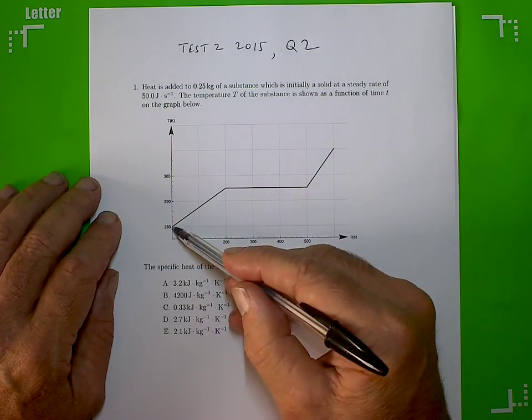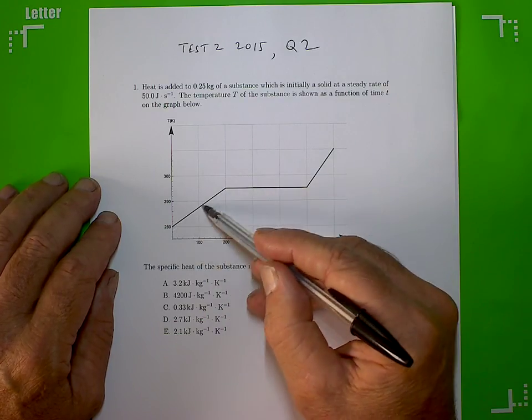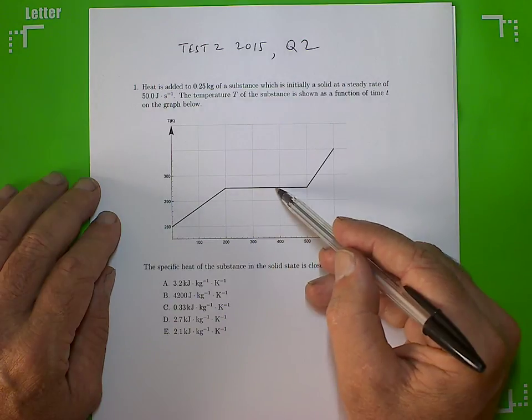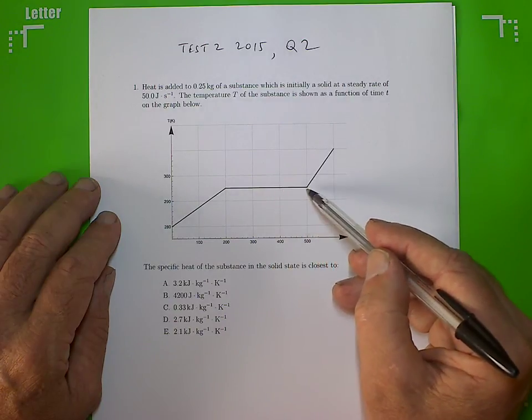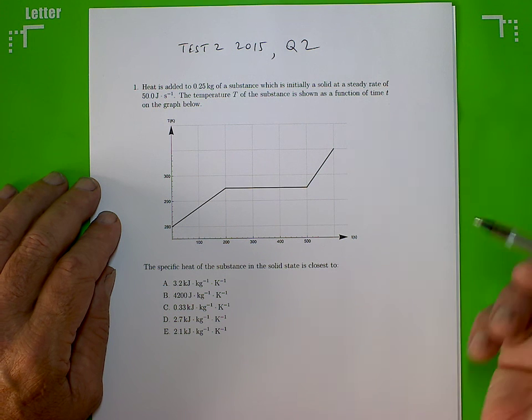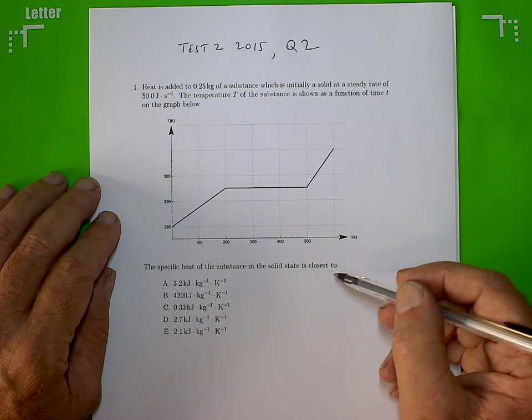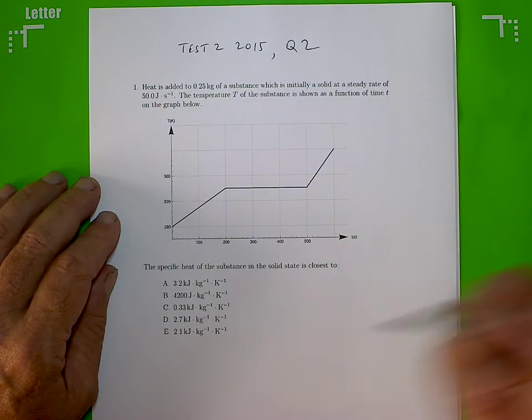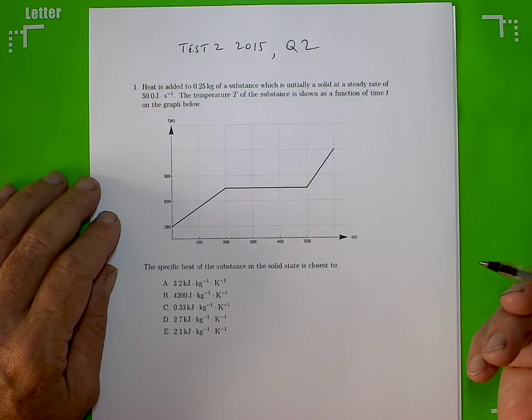So we see it's initially a solid, it heats up, after a while it stops heating up, it must be melting at this stage, and then it starts heating up again. Maybe it's all melted and it's become a liquid. Okay, so the specific heat of the substance in the solid state is closest to, and we got some numbers.